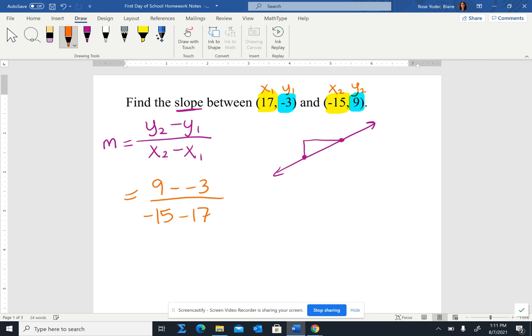What's going to happen here is if our final answer is positive, that means that the line slopes upward. And if our final answer is negative, then the line slopes downward. The line that I drew was just a little sketch.